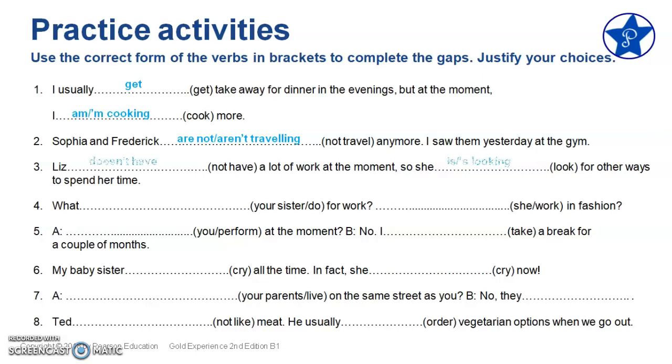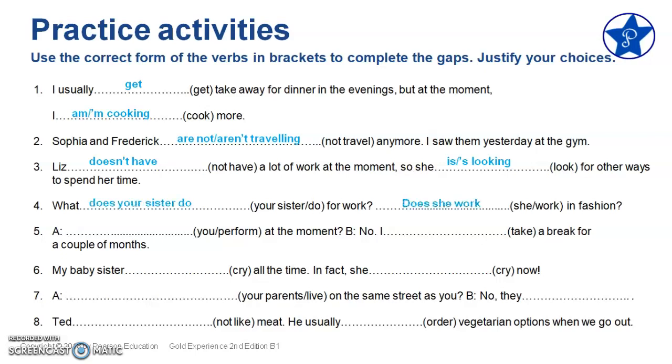Liz doesn't have a lot of work at the moment, so she is looking for other ways to spend her time. You see, it feels like saying isn't having a lot of work at the moment, but remember, have is a state verb. We cannot use it with the present continuous. That's why we say Liz doesn't have. The second part is happening right now, so that's why we use the present continuous.